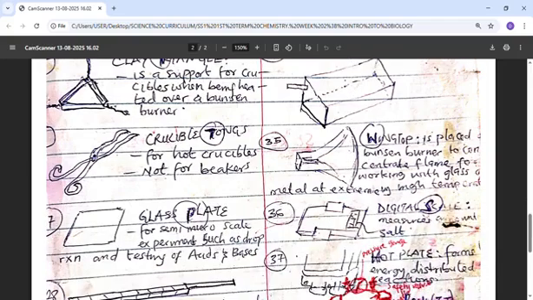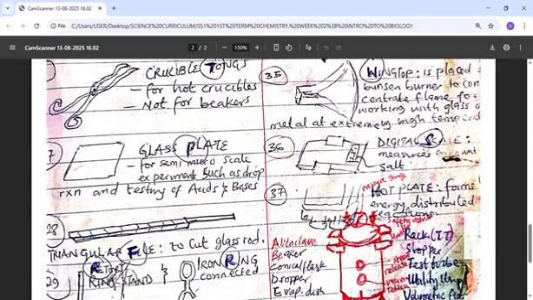Then we have the wing top. This one is placed on your Bunsen burner to concentrate flame for working with glass or metal at extremely high temperature. We have our digital scale. This one is used to measure the amount of salt. Maybe you want to know what quantity of salt you need. Is it 5 grams, 10 grams? It will be used to measure it.